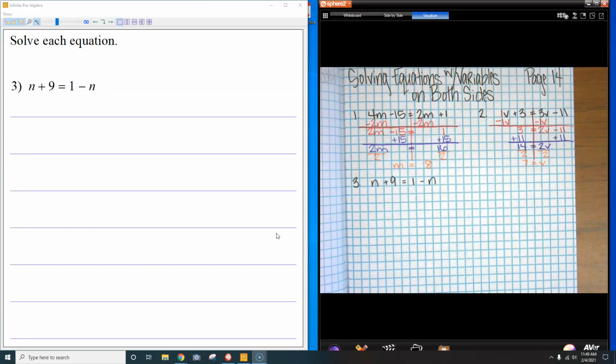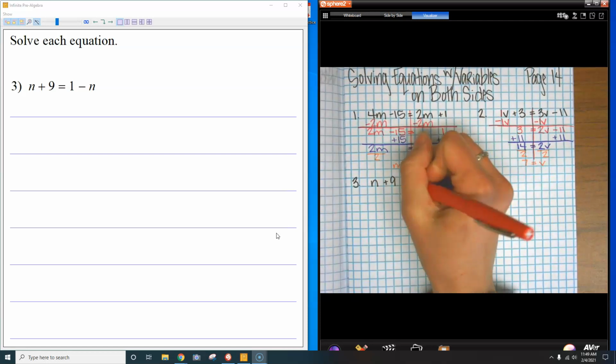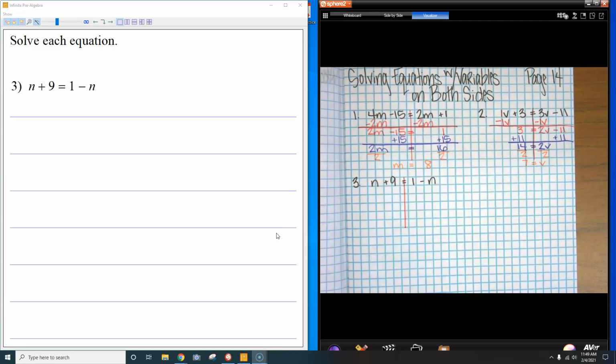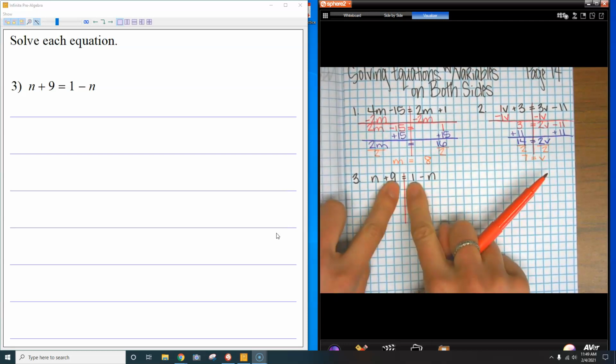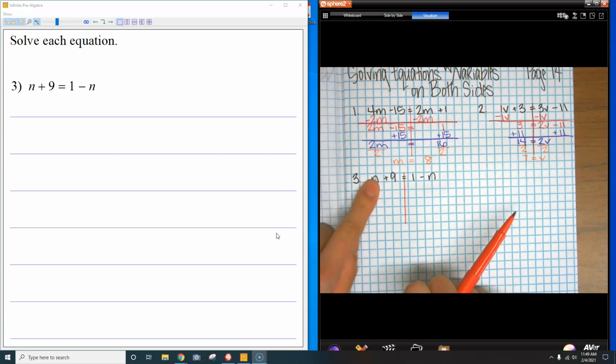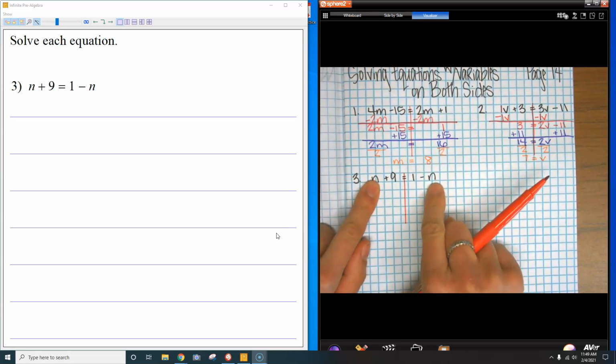All right, equation number 3, as you see on the screen or in my notebook, is n plus 9 is equal to 1 minus n. Again, I'm going to draw my line to separate my two sides. These are not like terms, these are not like terms. The like terms are on opposite sides. So I have an n and a negative n. And they're on opposite sides. I want the n's to be on one side, so I'm going to do the inverse.